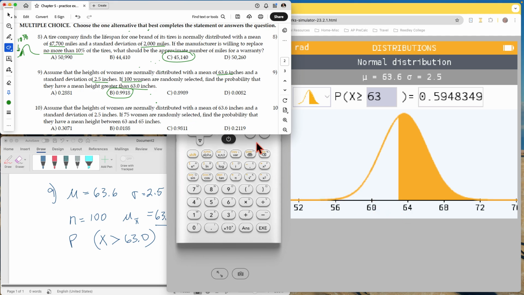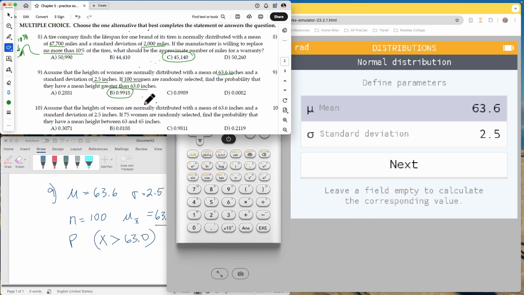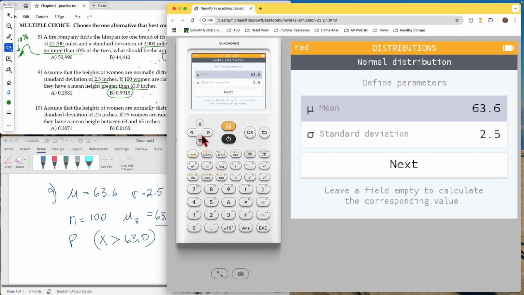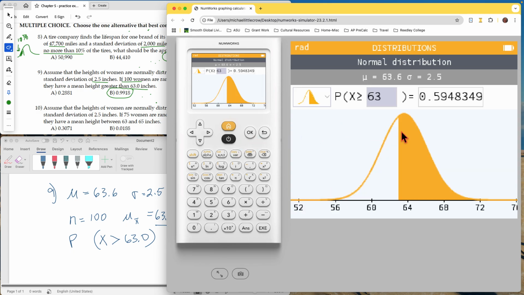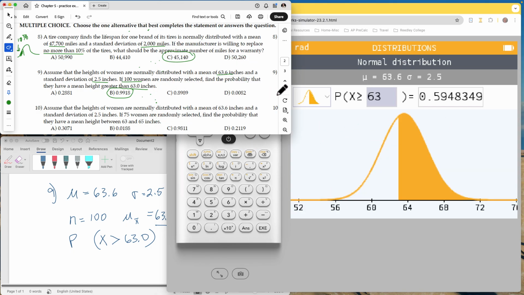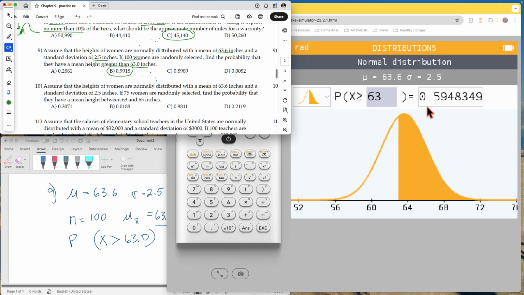Wait, did I get everything else right? 63.6, 2.5. Okay, so at least the test makeup is being fair with us, because if you put the wrong thing, you're not even getting close to any of the answers. So that's kind of good. But on a test, I would put this one in here, because that's going to be a mistake that gets made. So just be careful.